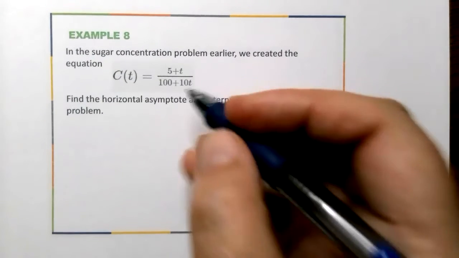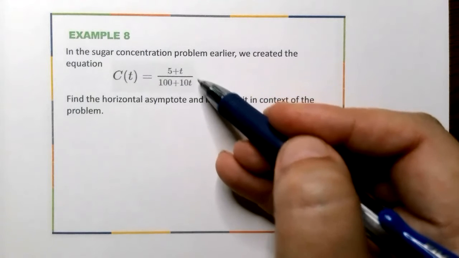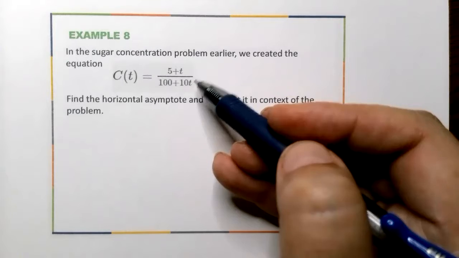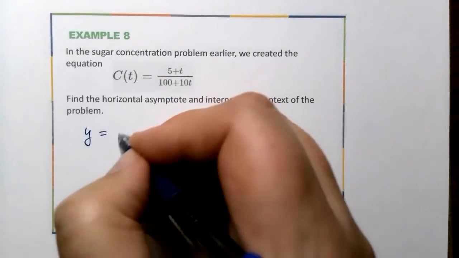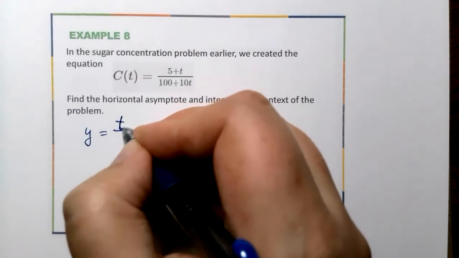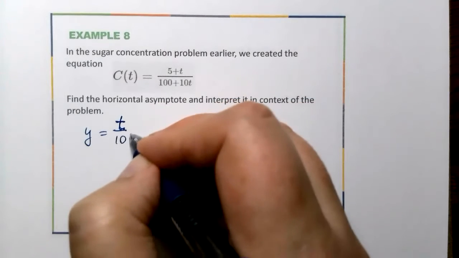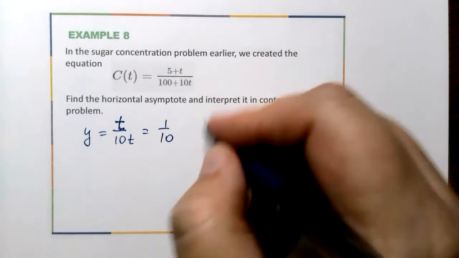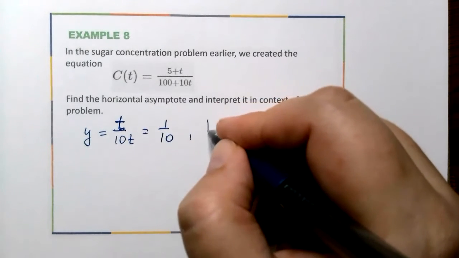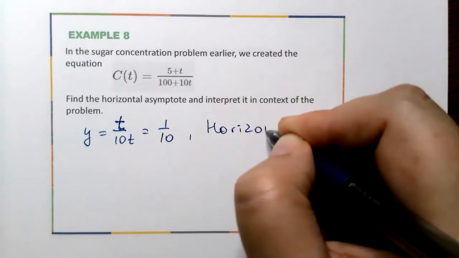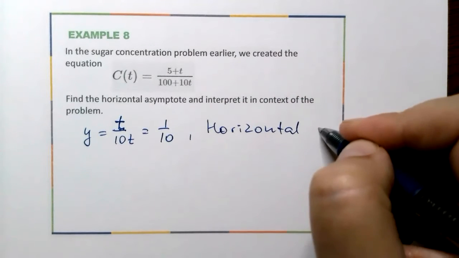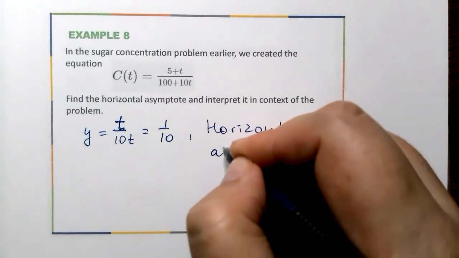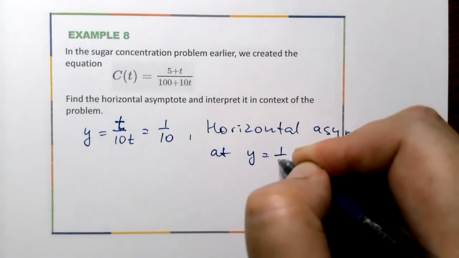Well, first, the degrees of the numerator and the denominator are equal. They're both first degree polynomials. So we find basically the ratio of leading terms. So this is 1/10. So the horizontal asymptote is at y equals 1/10.